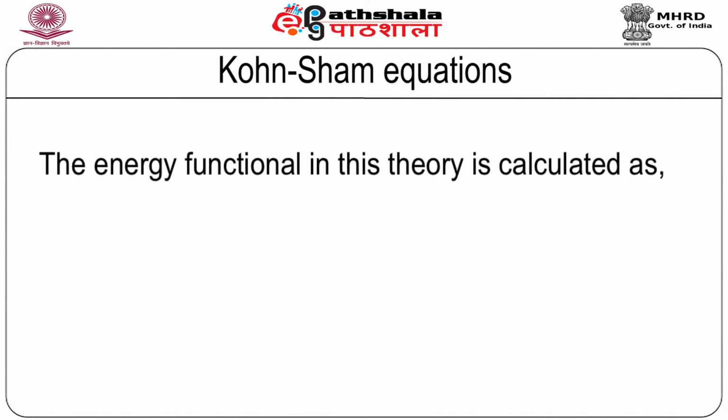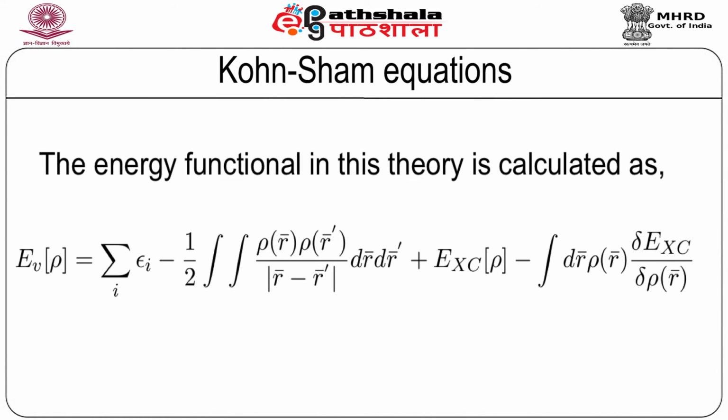The energy functional in this Kohn-Sham theory is calculated and given in the following way: E with the suffix V, a functional of density, is equal to summation over I epsilon I minus half integral rho r prime divided by modulus r minus r prime integrated over dr prime, plus E exchange correlation, which is a functional of the density, minus integral dr rho r times the variation of this exchange correlation with respect to the density.